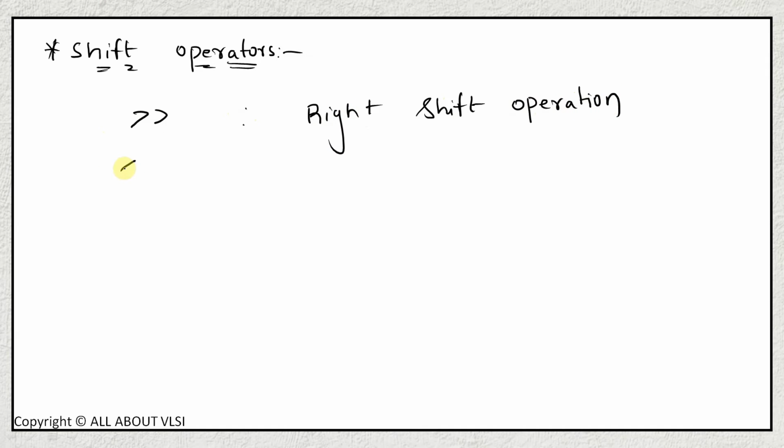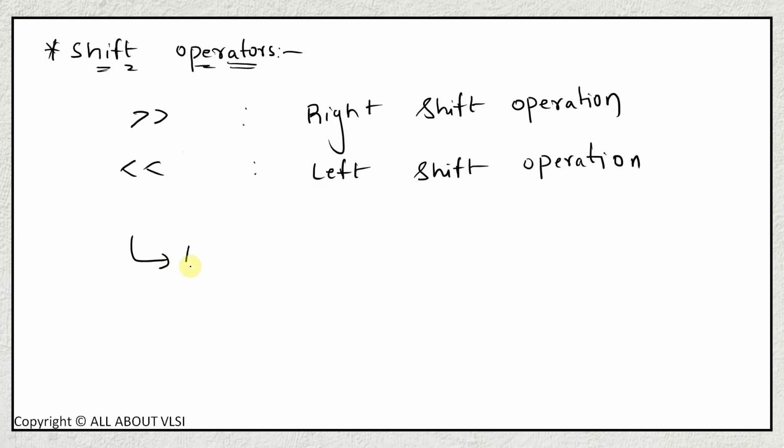Now let us discuss another type of operators which we have, shift operators. So what are these shift operators? We have two types of shift operators. One is the right shift operator, which is a right shift operation, and the other is the left shift operator, which is a left shift operation. After performing these operations, the resultant width will be the same. There is no change in the width of the resultant. And again, these shift operators are classified into two types.